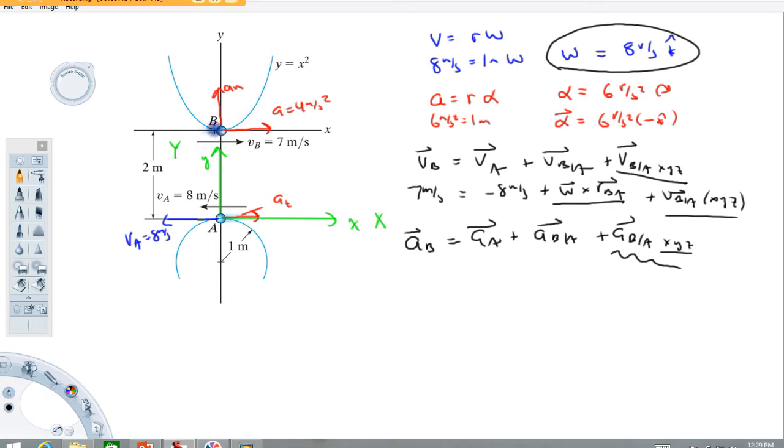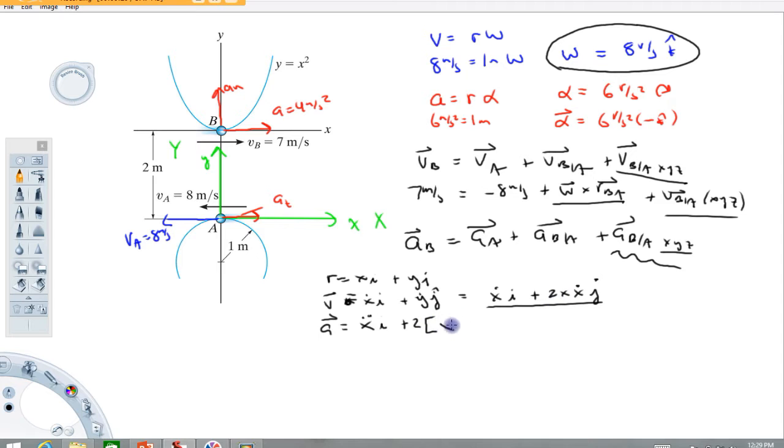If I drew a position vector for this guy, it's equal to xi plus yj. Therefore, the velocity vector is x dot i plus y dot j. All right, so this is going to be x dot i plus y dot, which we can get from this function. That's going to be 2x x dot j. Therefore, the acceleration vector, and I'm going to get that by differentiating this, is going to be x double dot i plus twice. Now, when we differentiate this, we're going to get x dot squared plus x double dot j.